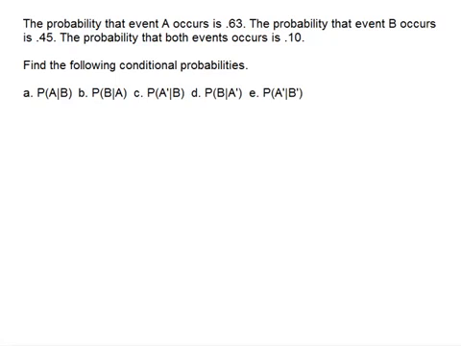So in this example, we have two given events for an experiment. We just called them A and B. We know the probability of A is 0.63, the probability of B is 0.45, and the probability that A and B both occur together is 0.10.